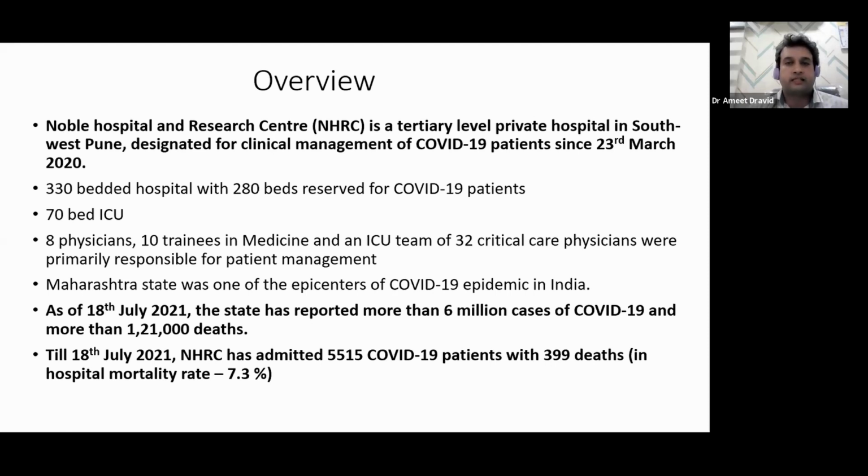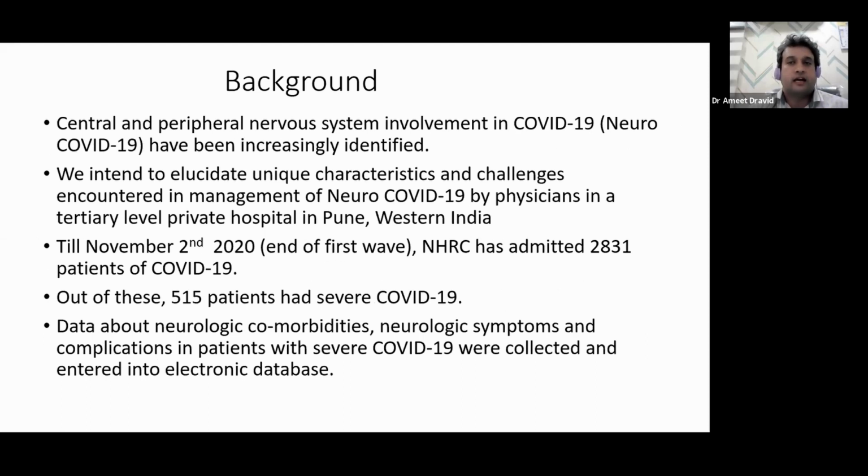All of the data which I'm going to present is from our hospital, which we have experienced in the last 15 months. At our hospital, we have a neuro-COVID database in which all the central and peripheral nervous system complications, comorbidities, and symptoms are entered. And I am going to elucidate the unique characteristics and challenges which we have encountered. Majority of the data is from the first wave. The second wave data collection is still going on.